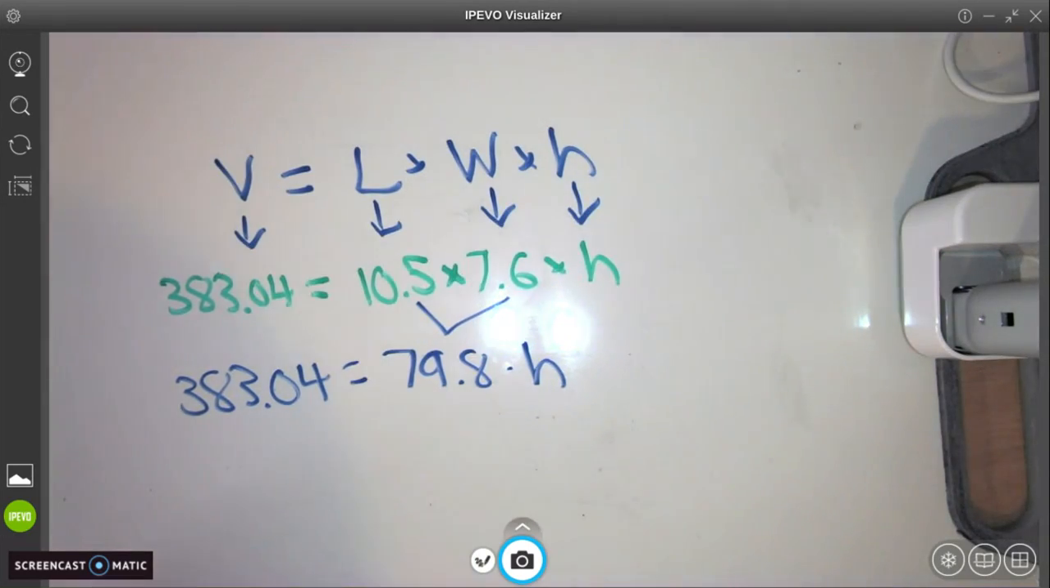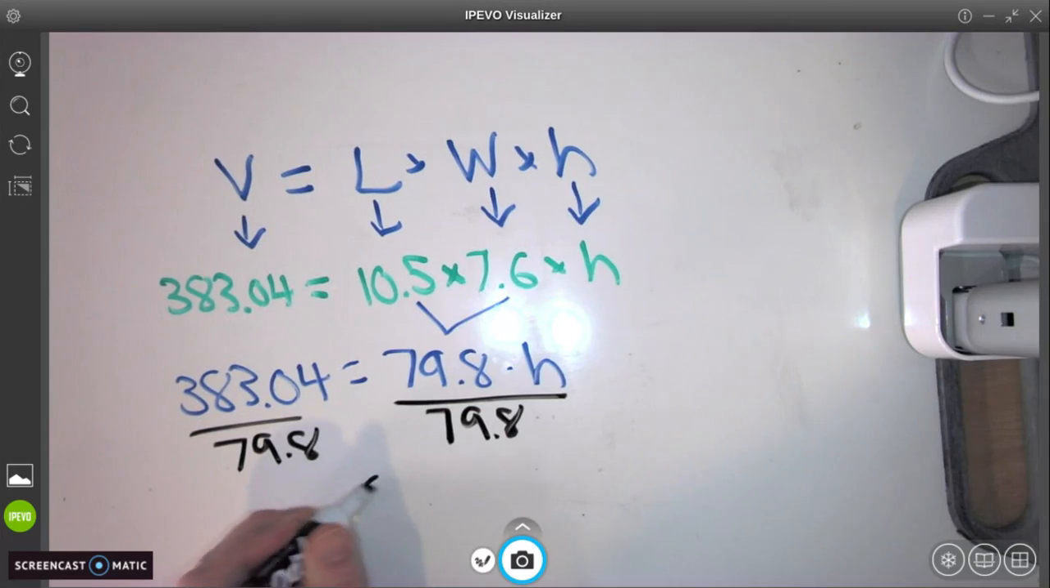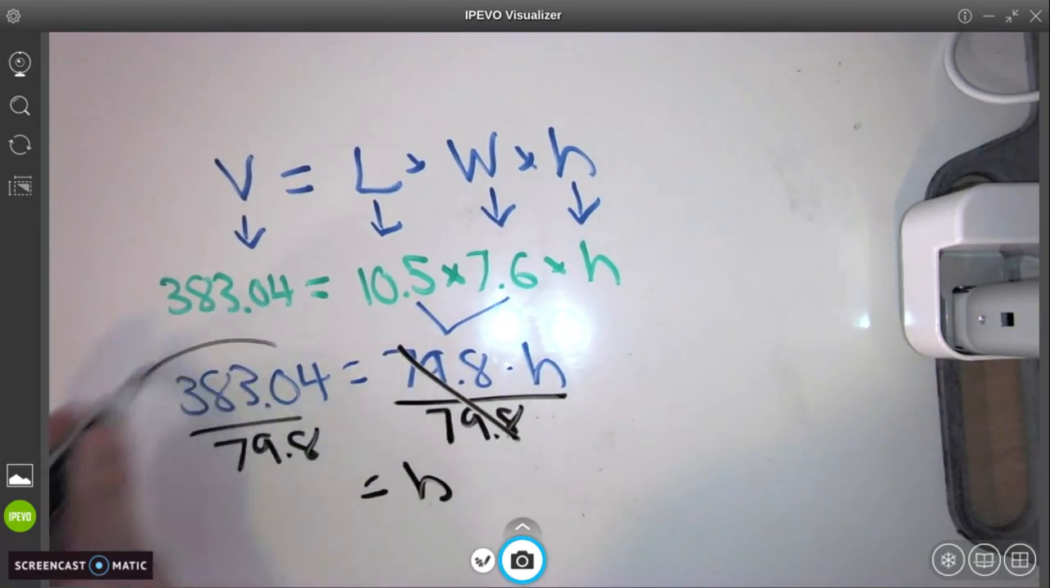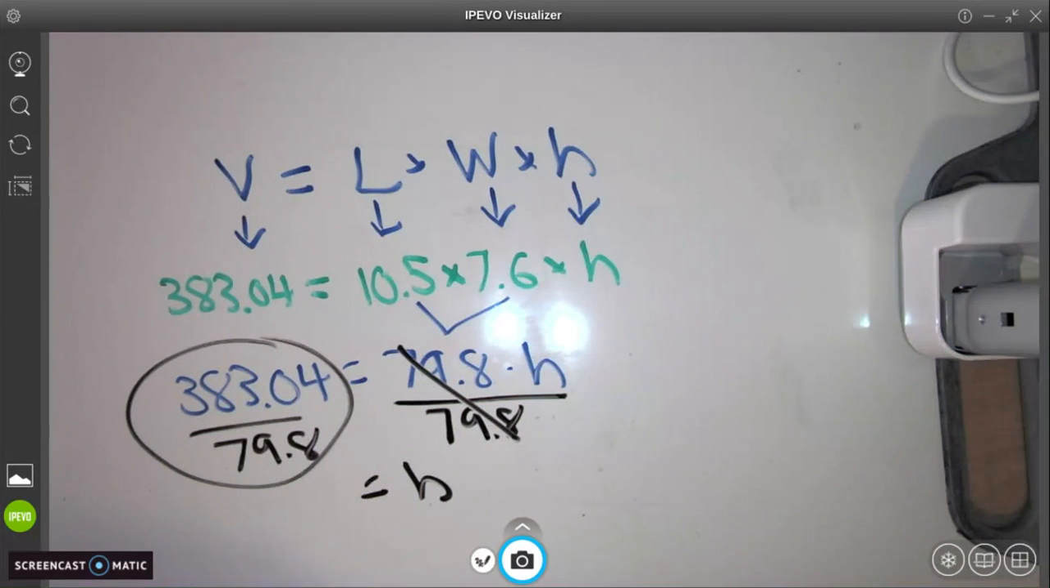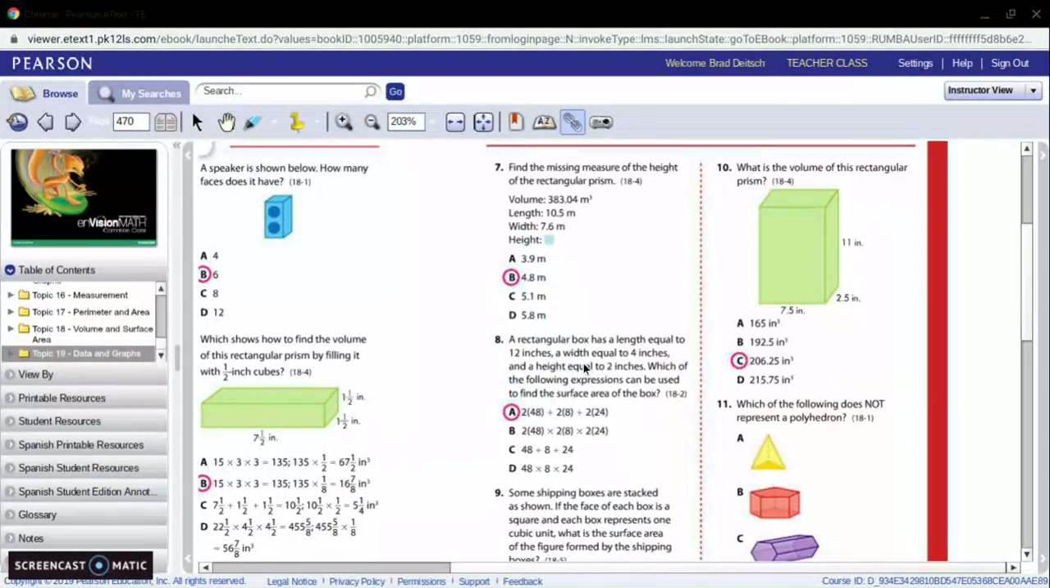So as I've said probably 400 or 500 times this year, how do we solve for a variable? Inverse operation. So I'm going to divide both sides, because division is the inverse of multiplication, by 79.8. Okay, so that cancels. So we have the height equals, and then we divide those two numbers together, and we get 4.8. So that is 4 8/10. So let's go back to the screen. All right, so 4.8.